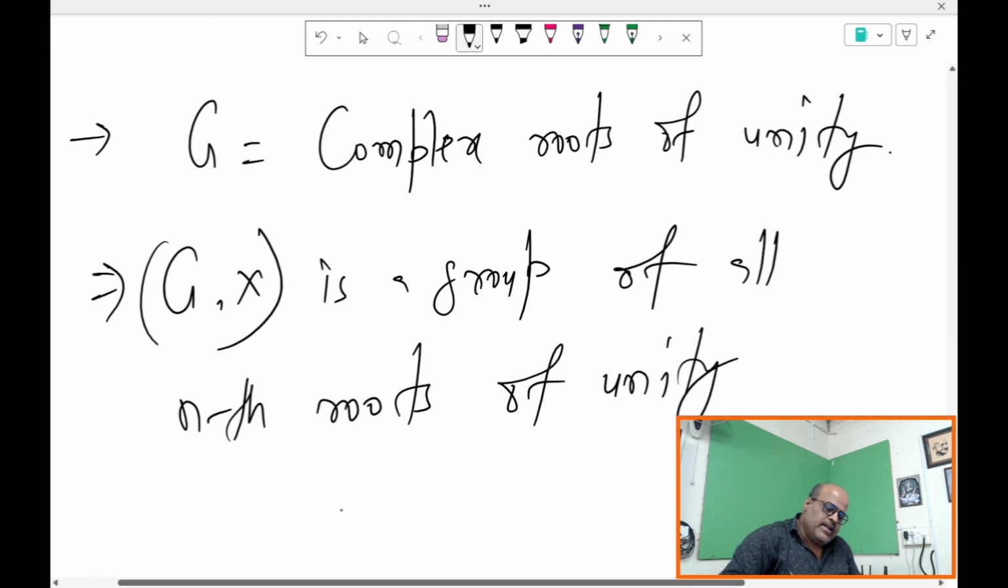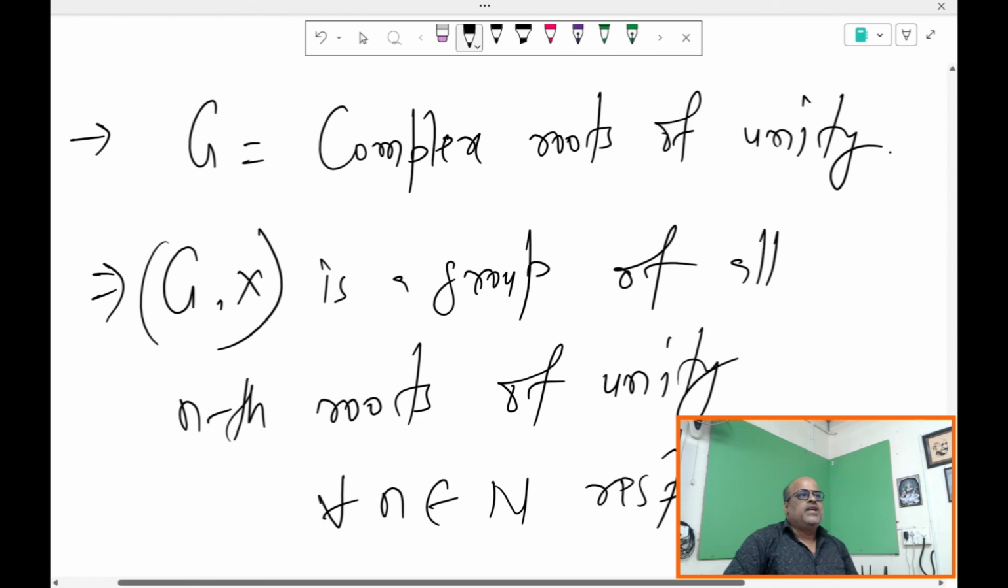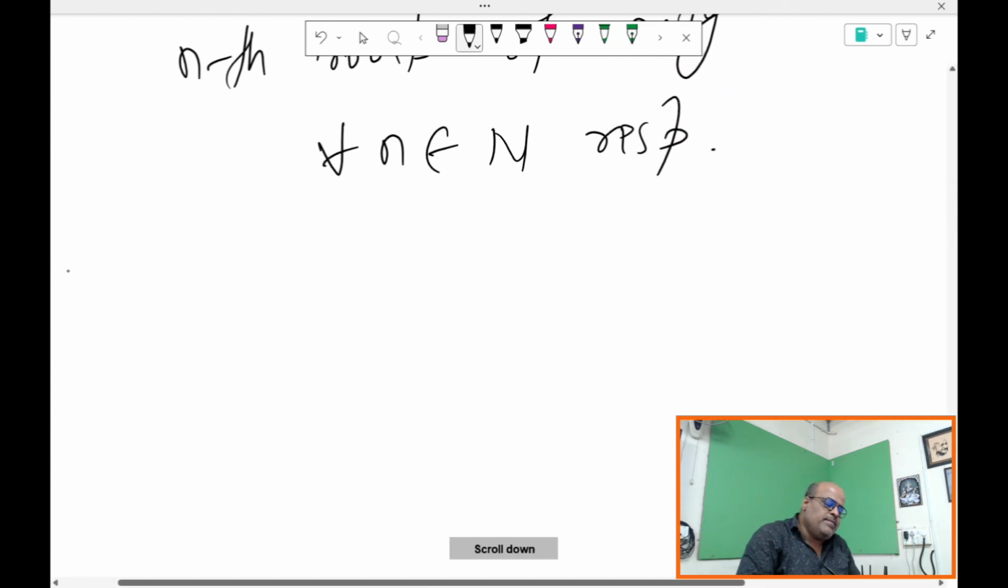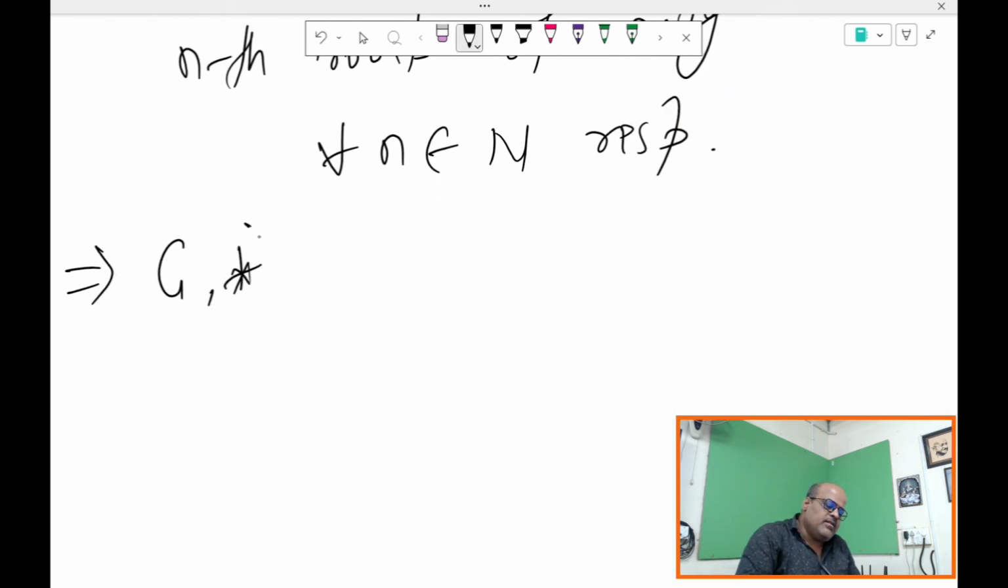All nth roots. What does the nth roots mean? For all n belonging to the natural numbers, respectively. There are infinitely many, n belongs to the natural numbers. So whatever n you choose, all nth roots of unity are collected. What will G star contain?